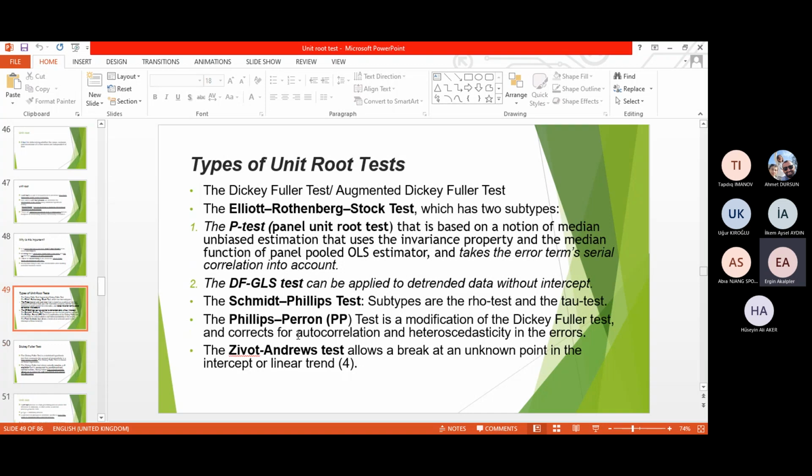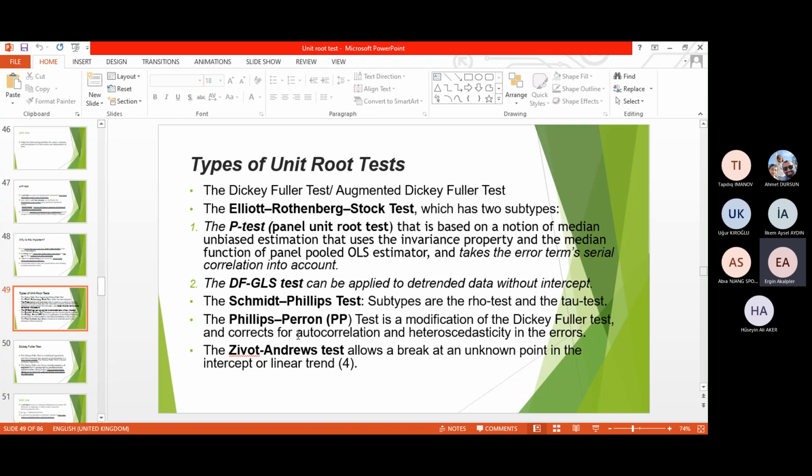The Elliott-Rothenberg-Stock test has two types. It is, of course, not going to be introduced to you. And the P test, so-called the panel unit test, is based on the notion of median unbiased estimation that uses the invariance property and the median function of the panel pooled OLS estimators that we use for the panel data, and takes the error terms for the serial correlation into account. And DF, so-called the Dickey-Fuller GLS test, can be applied to detrended data without intercept, and the Schmidt-Phillips test subtypes are the rho test and the tau test.